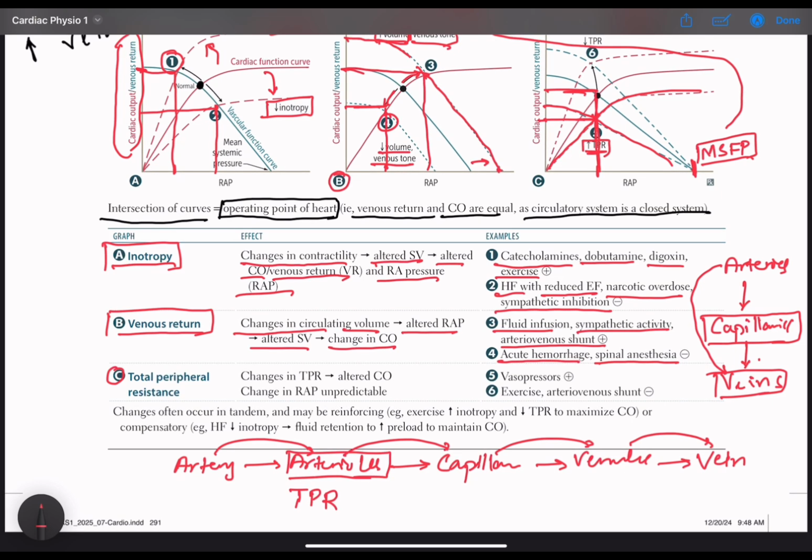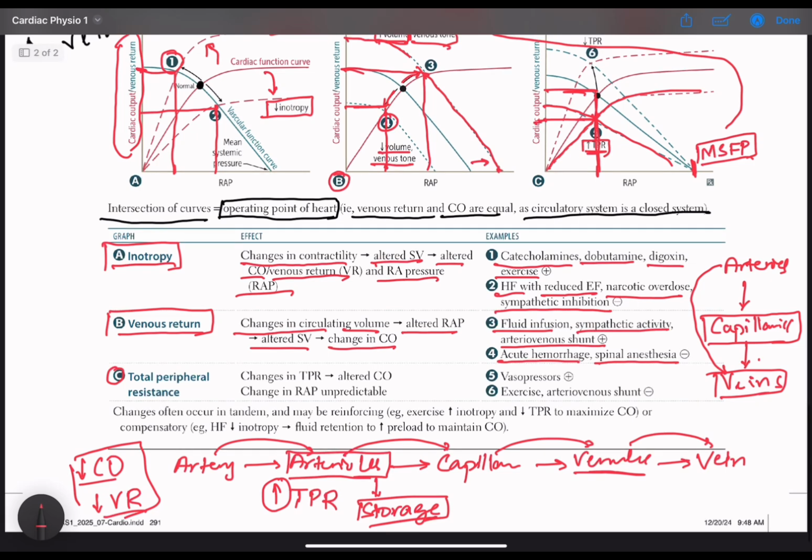So what happens in increasing TPR? Increasing TPR leads to increased afterload, so the heart has to do increased work in order to pump blood against this increased afterload. So we will have decreased cardiac output. Another thing, this increased TPR leads to pooling or accumulation of blood within the arterial system, the arterioles, instead of the venules. So we will have decreased venous return. As a result, we will have decreased cardiac output, but the right atrial pressure will be the same.